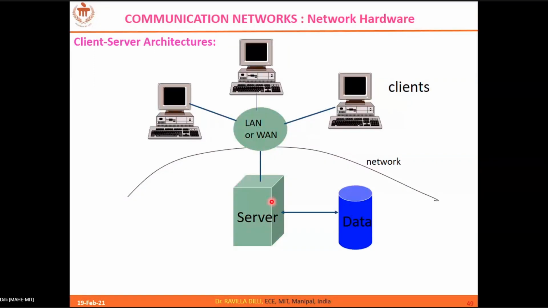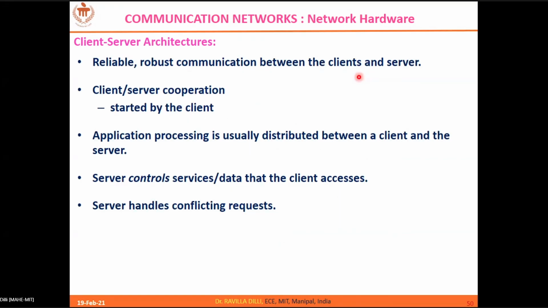Now the other one is client server architecture, where the server has control over all the network resources, and it controls the access of the clients to the network as well as the database. Okay, so you can see here, this is a server which maintains the database, and all the clients should access the database through the server only. And if they want to communicate among themselves, they should contact through the server. Direct connection is not possible.